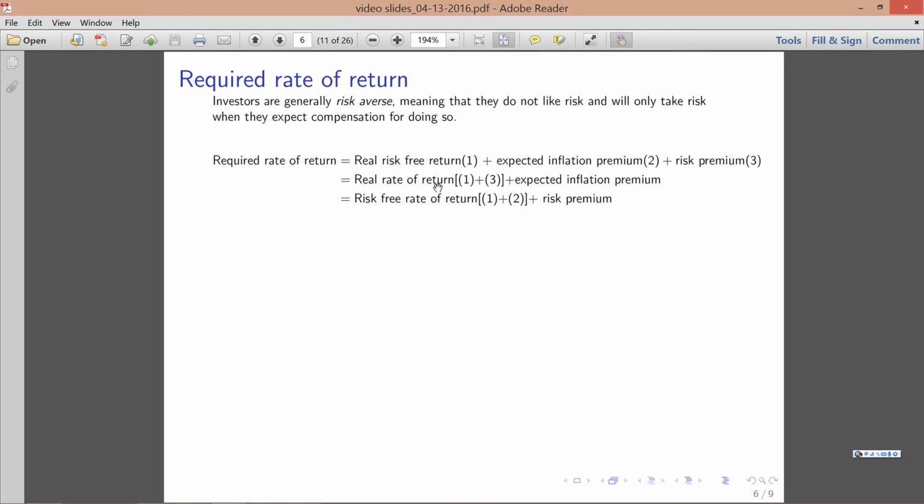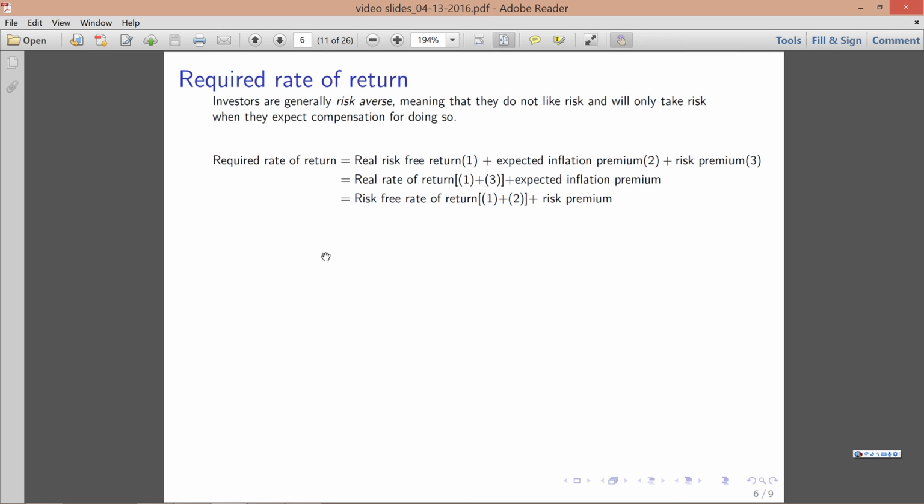And another way of combining this is that if we take those 1 and 2 together, those are the risk-free rate of return because there's no risk associated. Whenever you put your money in the bank, there's almost no risk, or when you invest in treasury bills, but you still get compensation, right? That comes from part 1 and part 2. Okay, and the last part is risk premium.